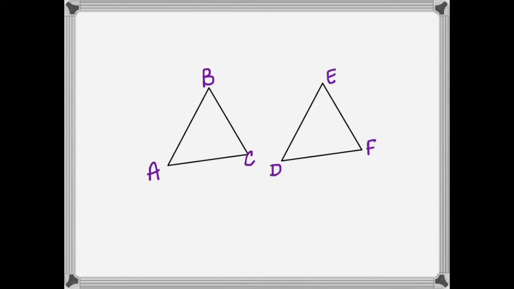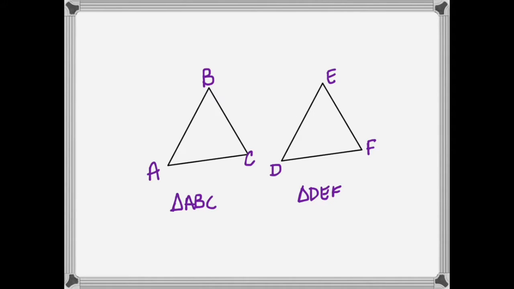Before we can start writing proofs for congruent triangles, we need to talk about what it means to have two congruent triangles. So if I'm looking at these two triangles here, I have triangle ABC, and I have triangle DEF. If these two triangles are congruent to each other, then corresponding parts of those triangles are going to be congruent to each other. So first thing I'll think about is the sides.